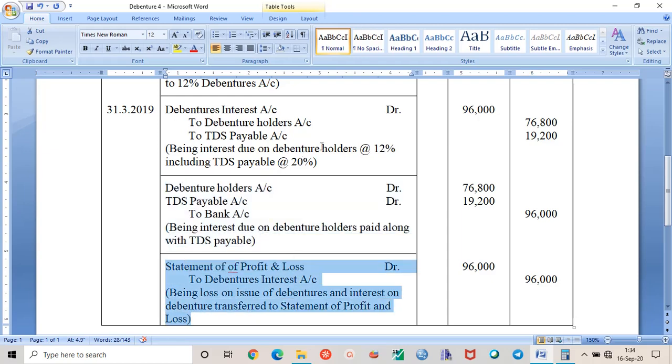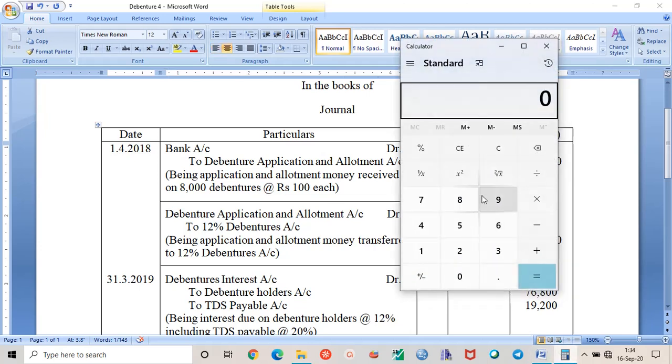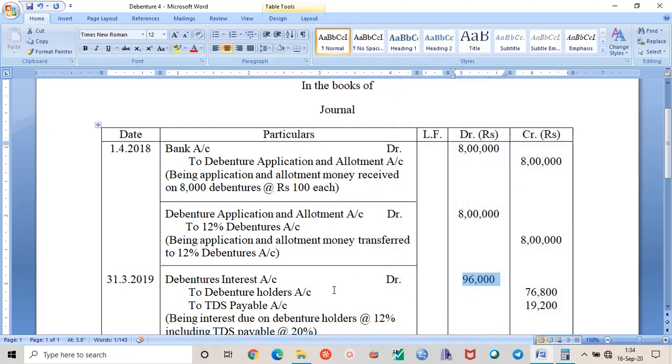As you can see here, this 12% is the rate of interest on debentures. So 12% of 8 lakh will be 96,000. Let me take you to the calculator also. So this 8 lakh into 12% will be 96,000. This 96,000 is the interest on debentures. So when you write the entry, it will be recorded as debenture interest account debit, to debenture holders account, to TDS payable. By TDS payable we mean tax deducted at source.